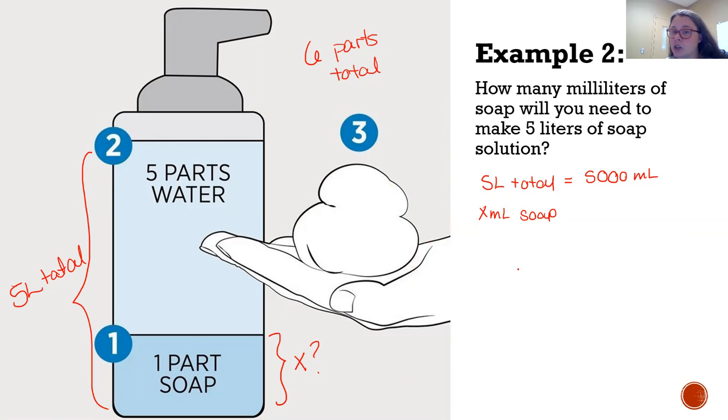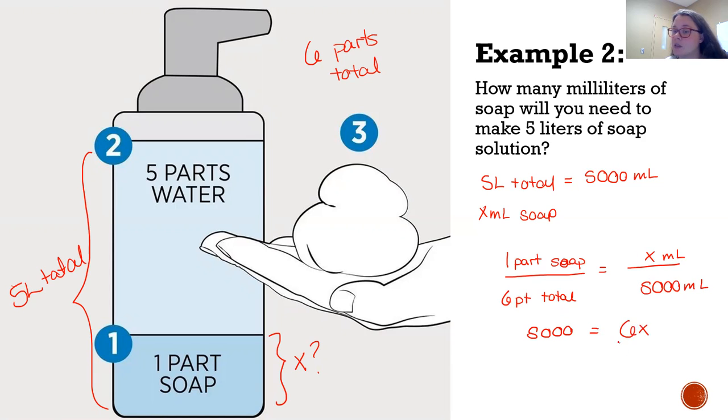So let's set up our ratio. So we know there's 1 part soap to 6 parts total. And that's going to be equal to X mils of soap over 5,000, 5 liters of our total solution. So we're going to do our cross multiplying. 1 times 5,000 gives us 5,000 equals 6 times X gives me 6X. Divide by 6.